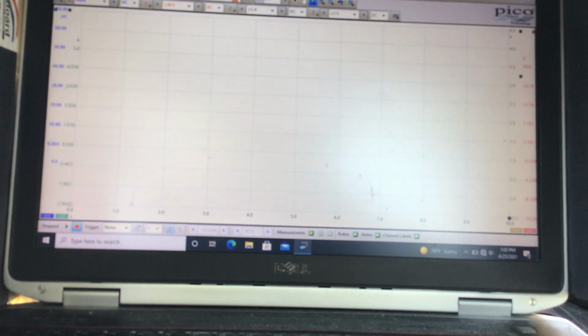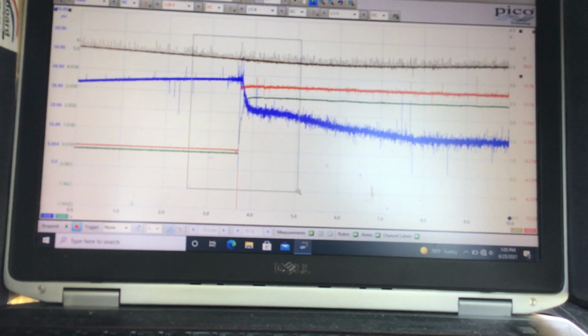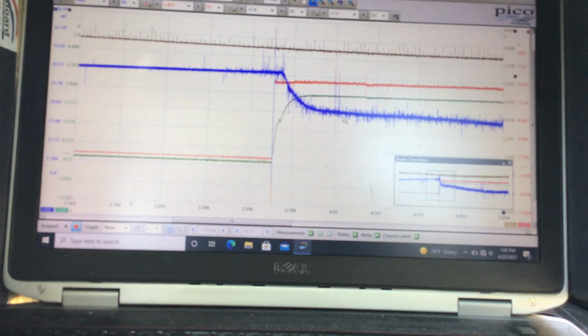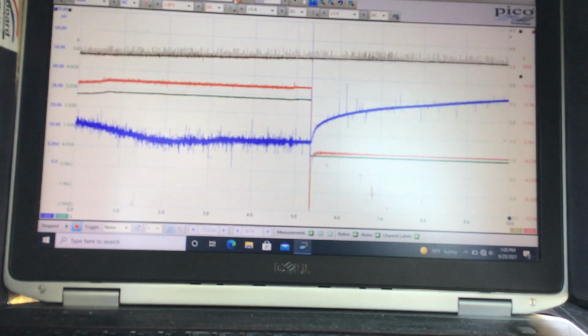So let's continue to go down. We can see this. Anyway, that's just another capture of the AC kind of short cycling. And then I came to a halt at the end of the capture, and you can see it right here.